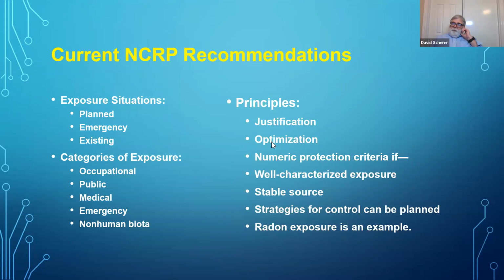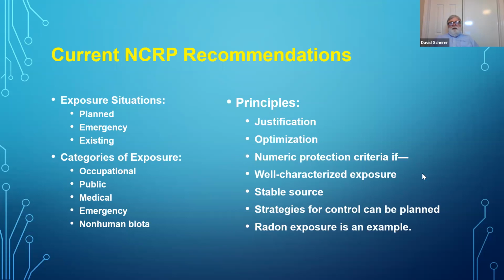There are 3 principles that are very much like you've heard before for radiation safety: justification, optimization, and limitation. Although they call limitation now numeric protection criteria. Justification is the same as before. It has to be a net benefit to society. Optimization, exposure should be maintained as low as they can be, given all social and economic considerations.